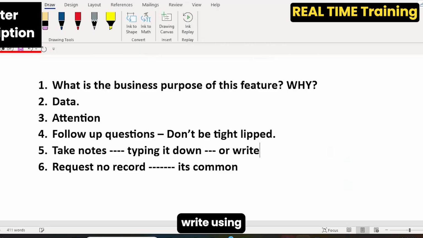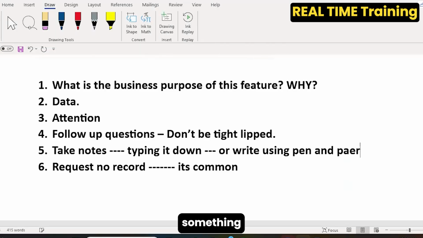If you are bad, write using pen and paper. And something happened right now when you're taking notes. I was having a meeting with my reporting manager the day before yesterday, right? And she was talking about another project, generally. I was taking notes in OneNote, whatever it is that she was saying, because she was saying something important.